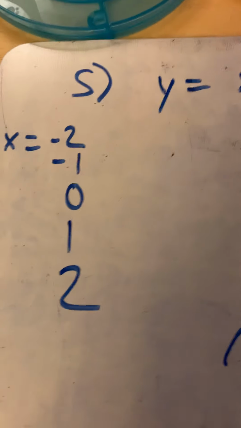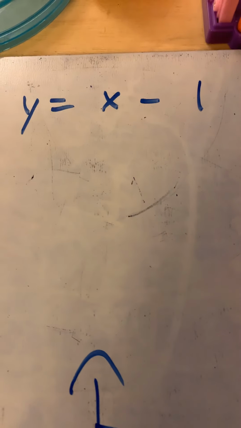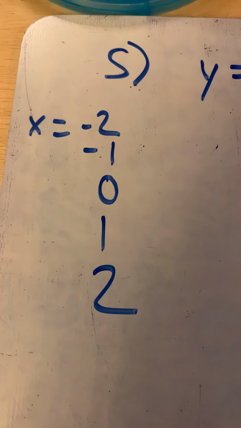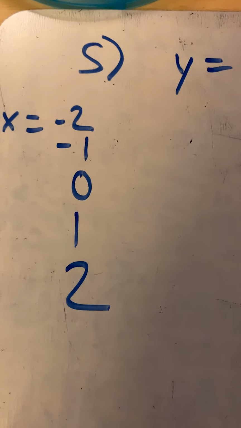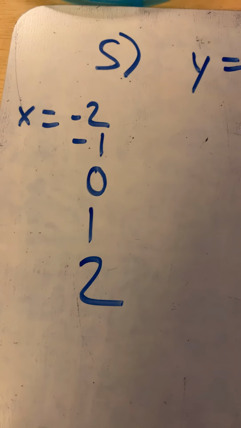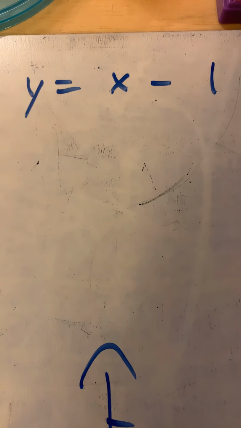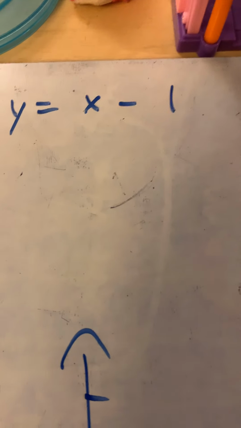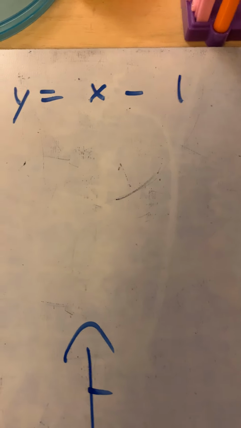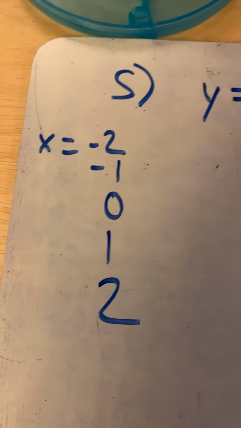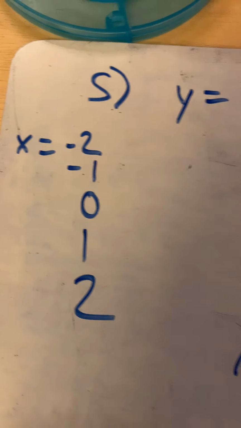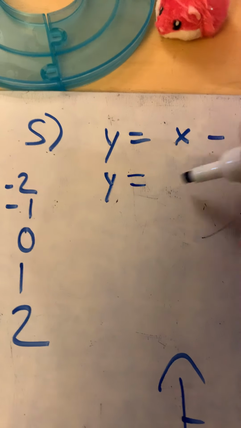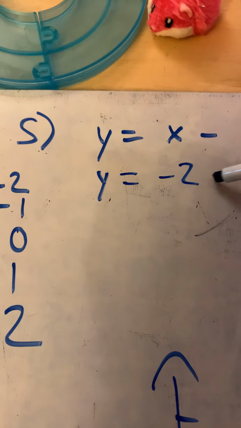Question number 5 gives you an equation. It gives you y equals x minus 1, and it gives you values for x. And it asks you to use those values for x to get the y values and create ordered pairs. So you have to use substitution. Now, I'm not going to show you the answers, but I'll just get you started on the first one. If x is equal to -2, you would do y equals -2 minus 1.